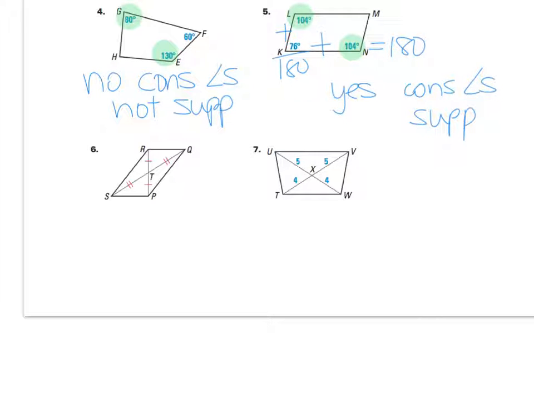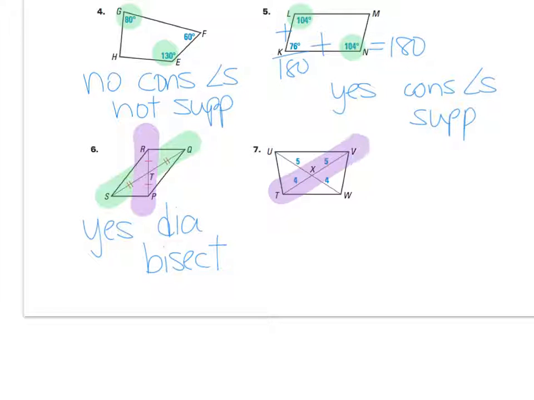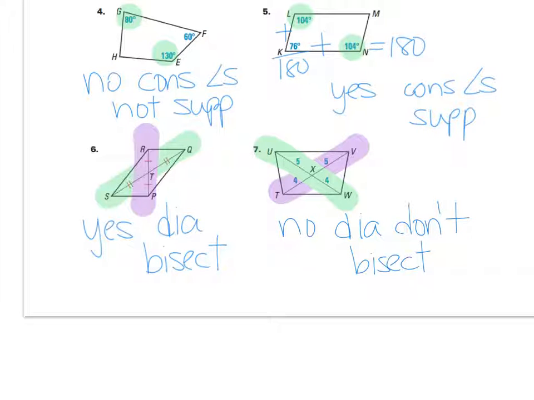Then we test our diagonals. Looking for congruency within the green and congruency within the purple. We do have that. And the last one, within the green, within the purple, and we don't have congruency, so the diagonals don't bisect.